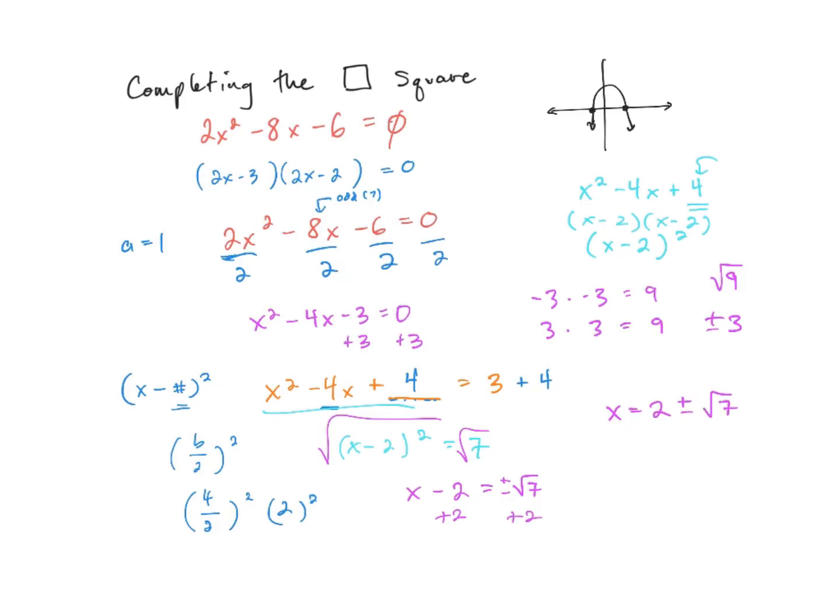And if you put this into a calculator, you would get a result of x is equal to 4.64, approximately, or negative 0.64. Now that's what x equals. We've been able to solve for what x equals when y is 0. So that means this here is 4.64, and this point on my x-axis here is negative 0.64.